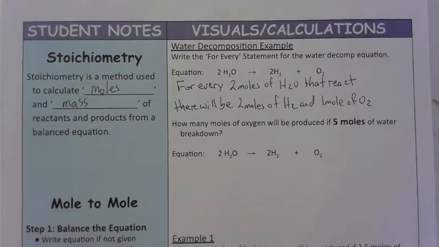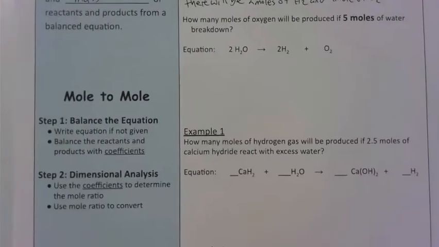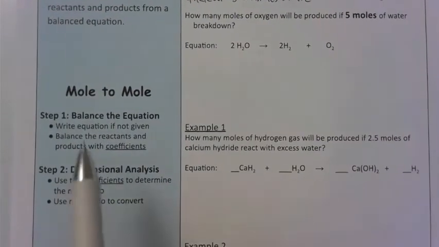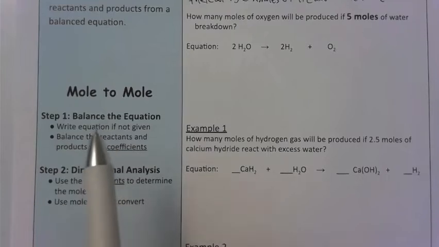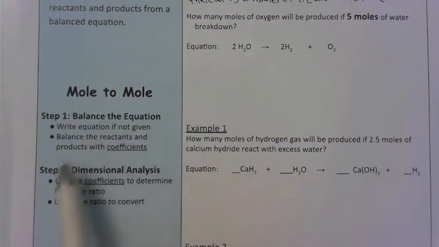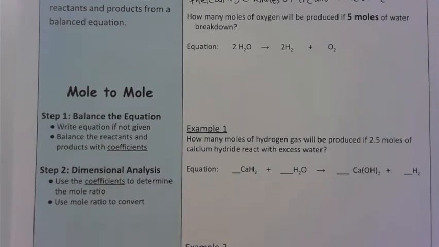So the process that we're going to follow whenever we do a mole to mole conversion, we always have to make sure that we have a balanced equation. If we don't have one, we need to write the equation and then balance the reactants and the products just like we've done prior to this unit. And then we're going to use dimensional analysis, which requires the use of the coefficients to determine what we're going to now call the mole ratio to convert reactants to products.